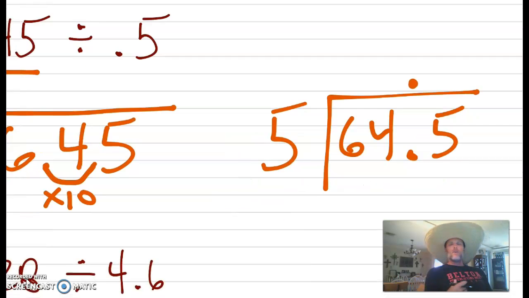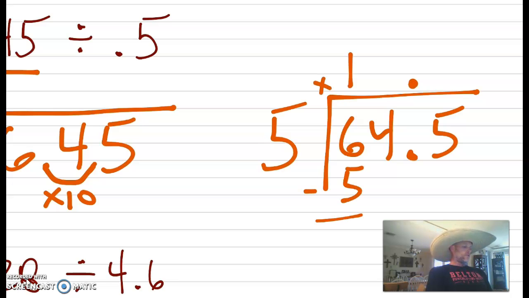For division, I always like to think of how many times does something fit in there. Okay, so how many times does 5 fit into 6? 1 time. And then we're going to multiply. 5 times 1 is 5. And subtract. You have 1 left over. And now we have a new division problem.